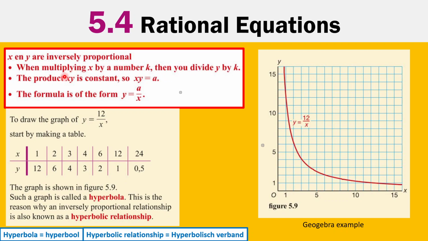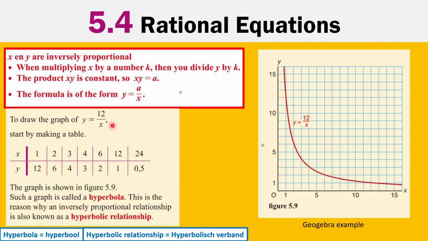You can write it in this way, xy equals a, because the product xy is always constant. But most of the time you will see it in this formula form, y equals a divided by x. Why are those the same? Here you can divide the left hand side and the right hand side by x and you find the same form, right?